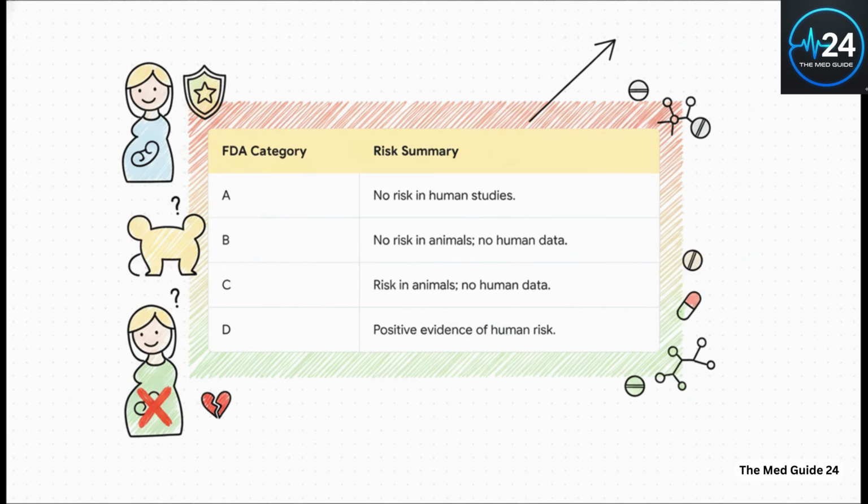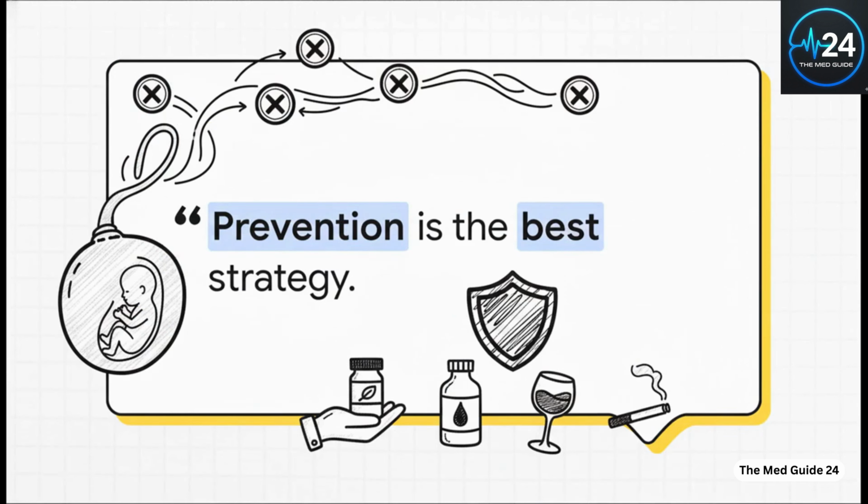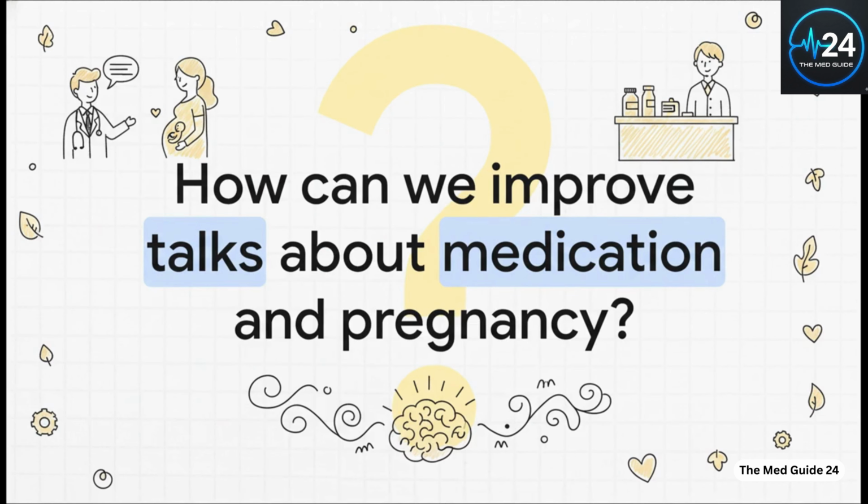So after looking at all the science, the sources really boil it down to one simple, powerful idea. When you're talking about teratogens, prevention is, without a doubt, the best strategy. Just being cautious and informed about any substance, whether it's a prescription, over-the-counter, or things like alcohol or tobacco, is absolutely key during pregnancy.